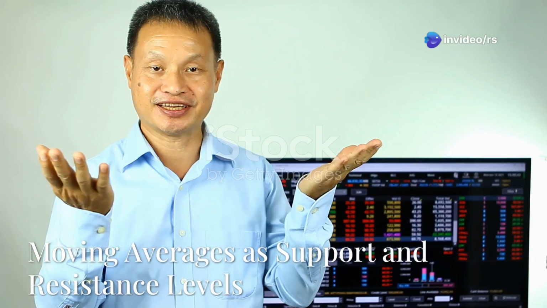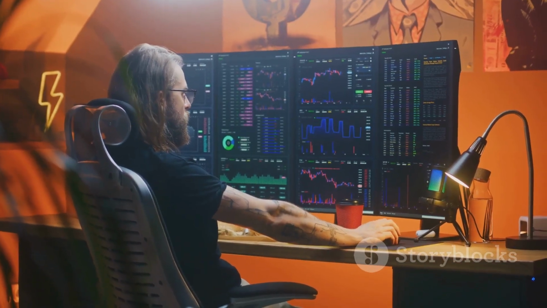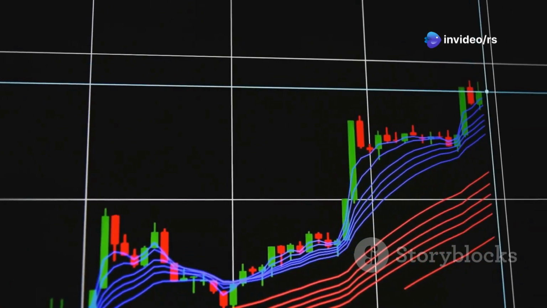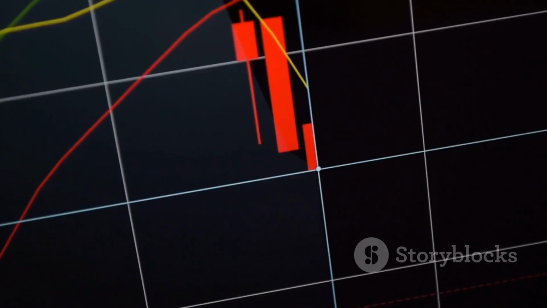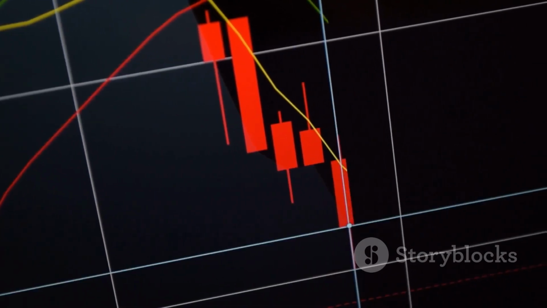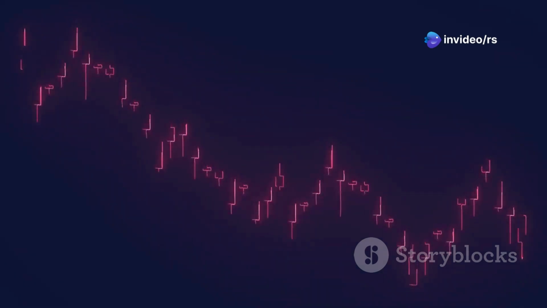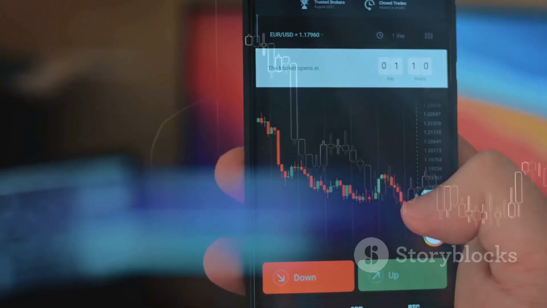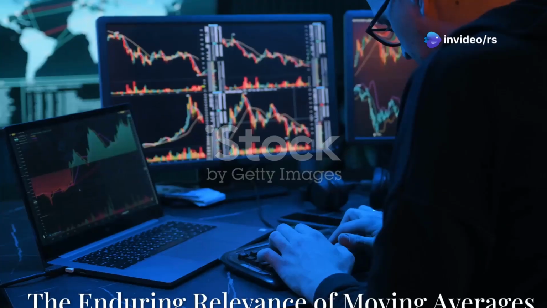protect your capital. Section 8. Moving averages as support and resistance levels. Another valuable application of moving averages is using them to identify potential support and resistance levels. In an uptrend, a moving average can act as a support level, preventing the price from falling further. Conversely, in a downtrend, a moving average can act as resistance, preventing the price from rising higher. As you can see in this example, the price bounces off the 50-day MA multiple times, indicating its role as a support level. Traders often use these levels to place buy orders near support and sell orders near resistance.